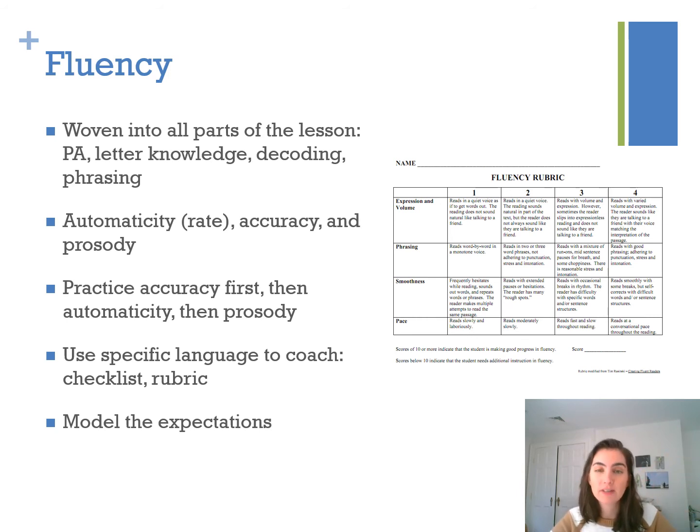Probably when you think of fluency, you're thinking of reading sentences and paragraphs smoothly. So assuming that we've already developed fluency with those lower level foundation skills, let's look upwards or forwards and think about fluency with connected text. So you probably remember this from your other courses. We're thinking about automaticity, the rate, accuracy, and prosody.